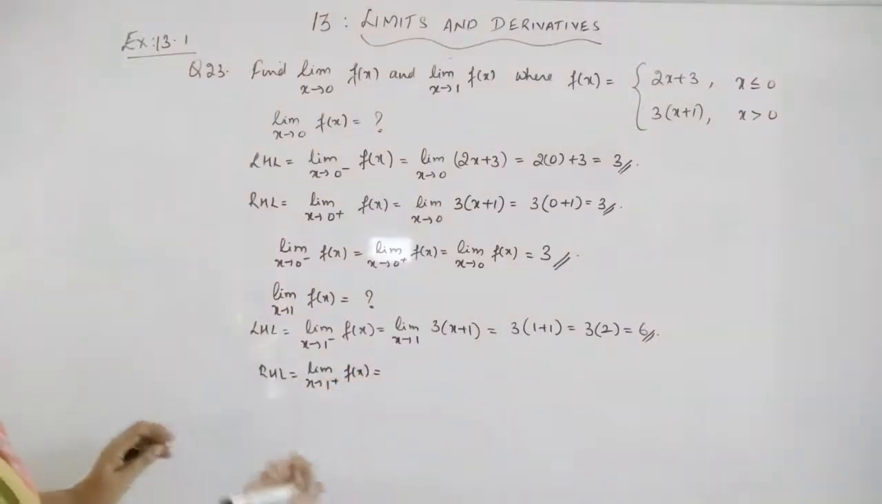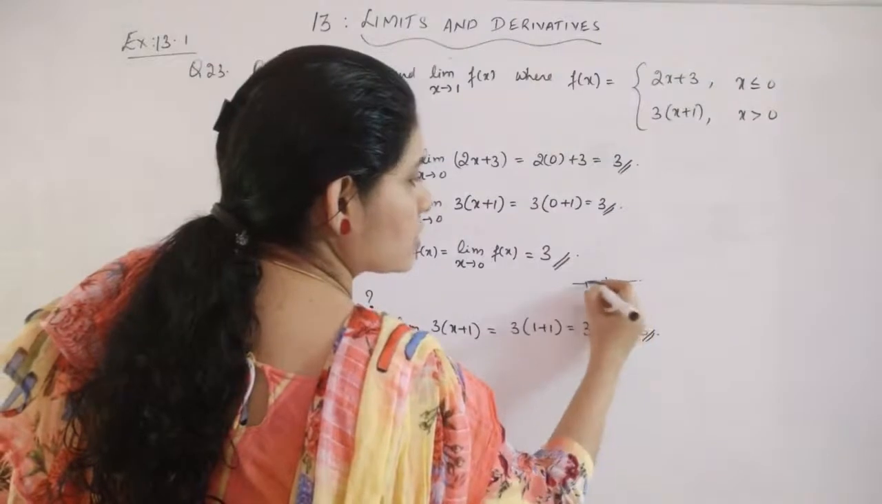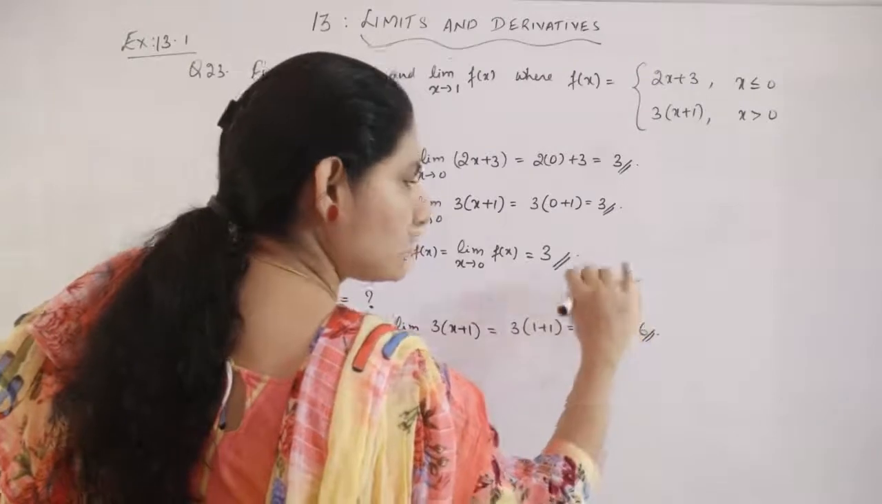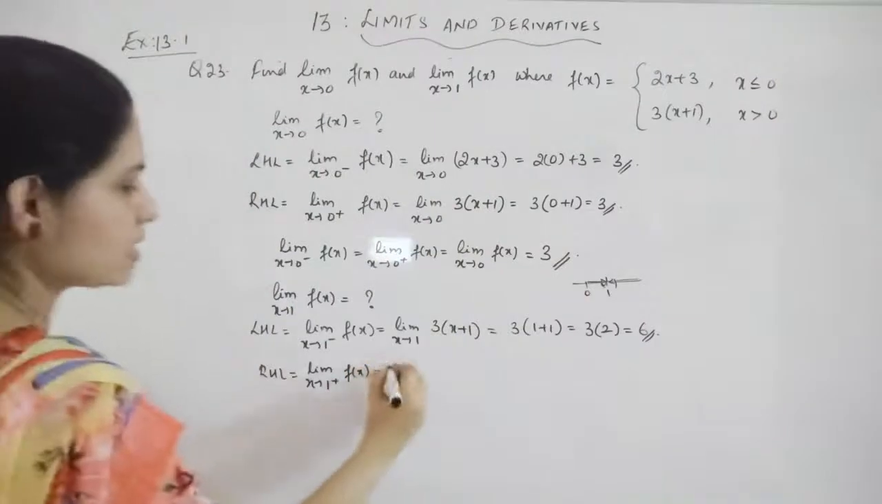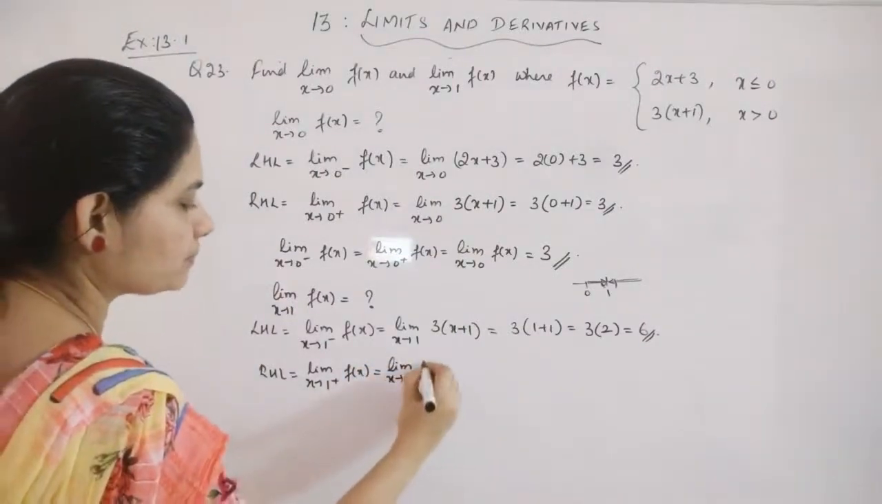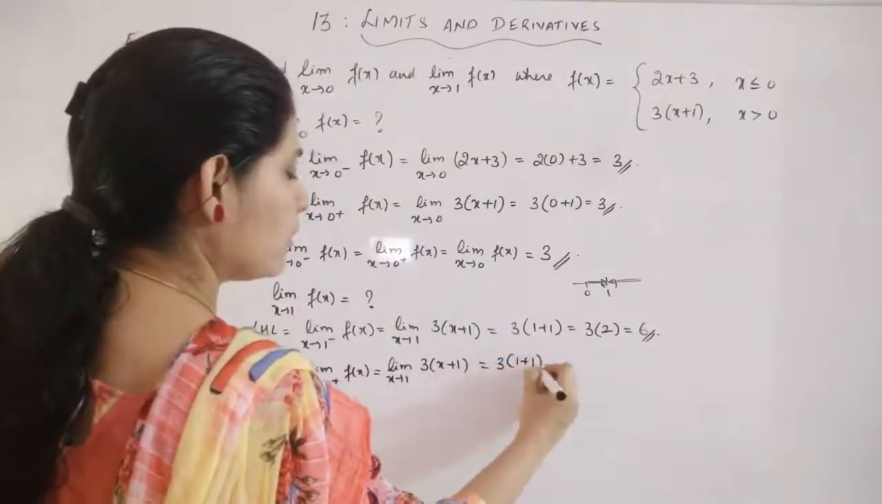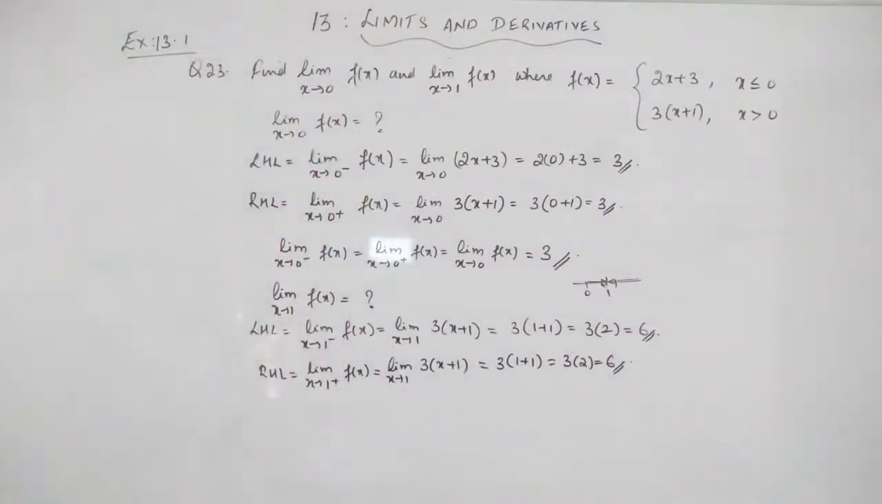Again 1 plus is also greater than 0 and 1 minus is also greater than 0. Greater than 0 means all these values, right? We are taking a neighborhood a little closer to 1 on the left and closer to 1 on the right. So both are greater than 0. That's why we are replacing with the same function, 3 into x plus 1. Again replacing x with 1, you get the function value as 6. For the right hand limit also it is 6.